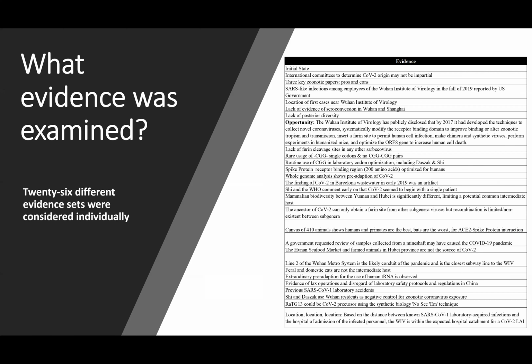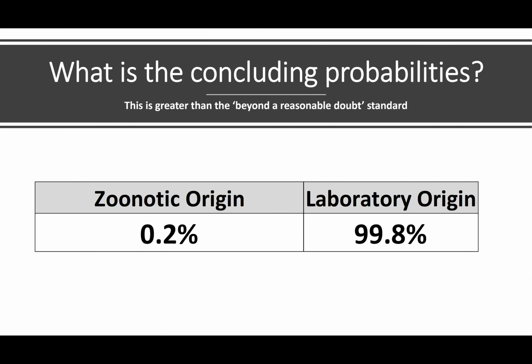I then presented 26 different evidence sets that were considered individually and impacted the overall probability. This table at the right is obviously very difficult to read. It's contained in the paper, along with the other 190 pages that go into great detail on this evidence analysis. At the end of the process, when 26 different evidence sets had been evaluated, the concluding probability was that a zoonotic origin was 0.2% and a laboratory origin 99.8%. This is greater than the typical 95 to 98% expected for beyond a reasonable doubt in the legal standard.